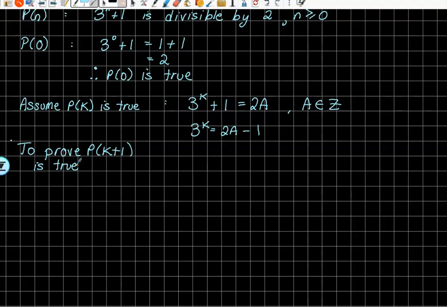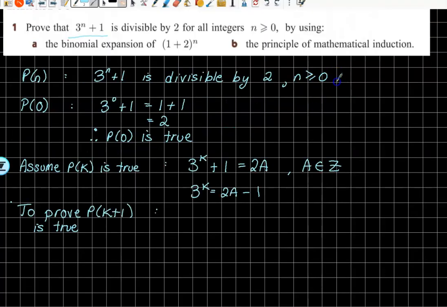Yeah, Tom? In the original statement, do we need to say n is an integer because it says for all integers? It's getting excited. I didn't put it's an integer. Thank you, Tom.